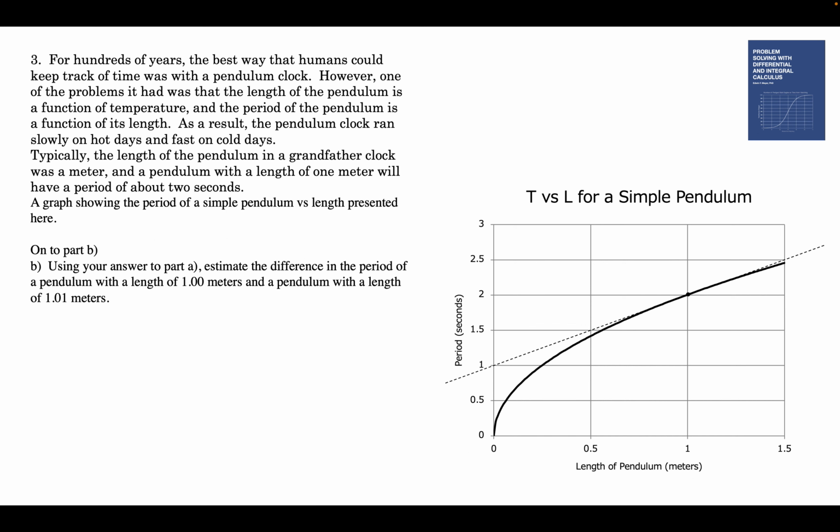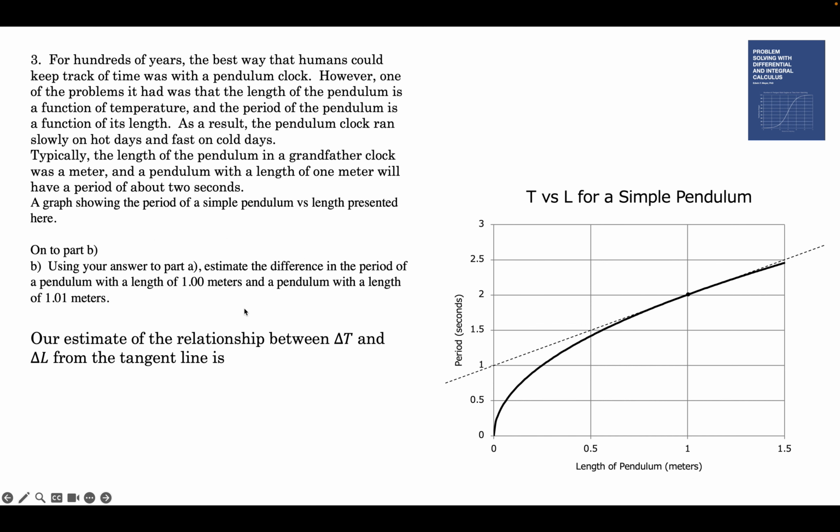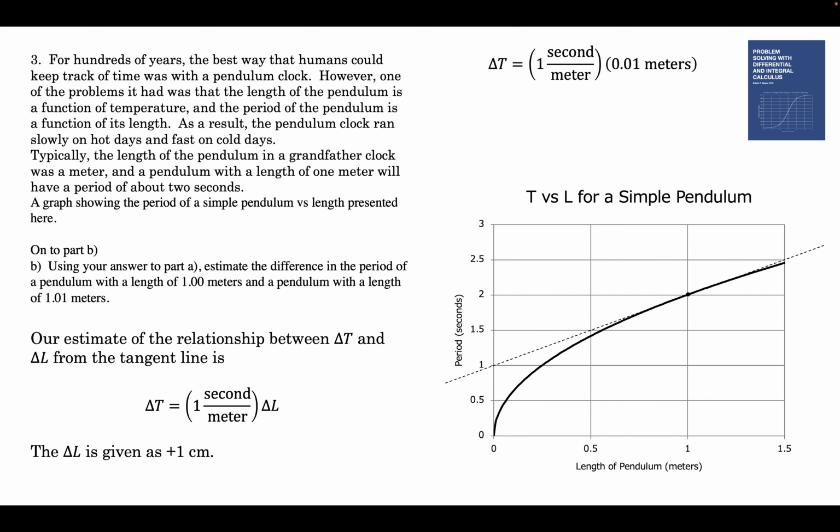So now we're going to estimate the difference in the period, delta T, when the length changes from 1 to 1.01 meters, which is 1 centimeter longer. So there's our estimate from the tangent line. Delta L is 1 centimeter, which is 0.01 meters. So delta T is 100th of a second. So the period of a pendulum that is 1.01 meters is 100th of a second longer than the period of a pendulum that has a length of 1 meter.